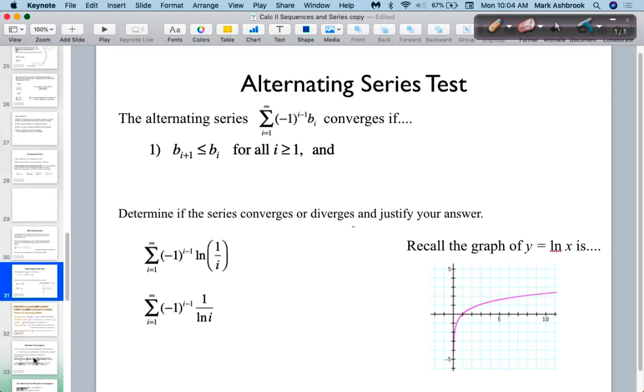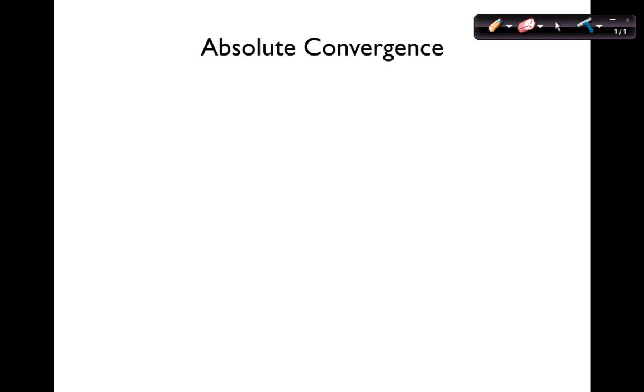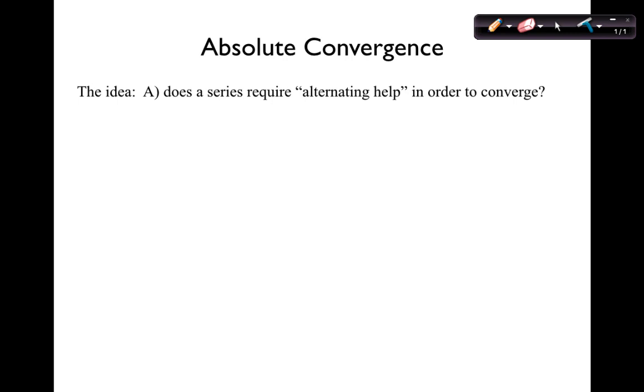All right, so let's talk about absolute convergence. The idea of absolute convergence is, does a series require the alternating help in order to converge? We just saw that, right? The alternating harmonic series was an example where it needed that help, of every other term being negative, in order to converge. Because if you took that away, then it diverges. Just the plain old harmonic series diverges.